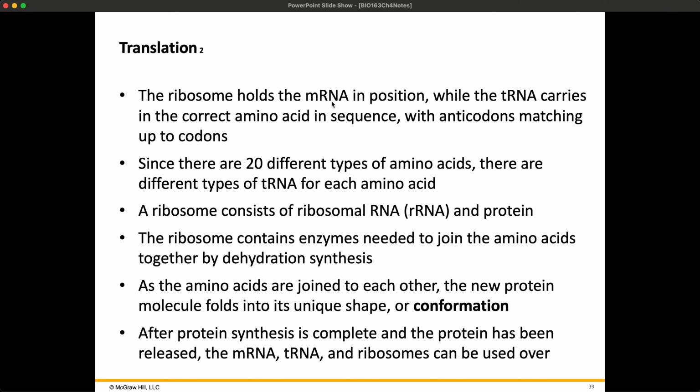So the ribosome holds the mRNA in position while the tRNA carries in the correct amino acid in sequence, anticodons matching up to codons. There's 20 different types of amino acids, and different types of tRNA for each amino acid. Some amino acids are coded by multiple anticodons. That's just normal. Ribosome consists of rRNA and protein.